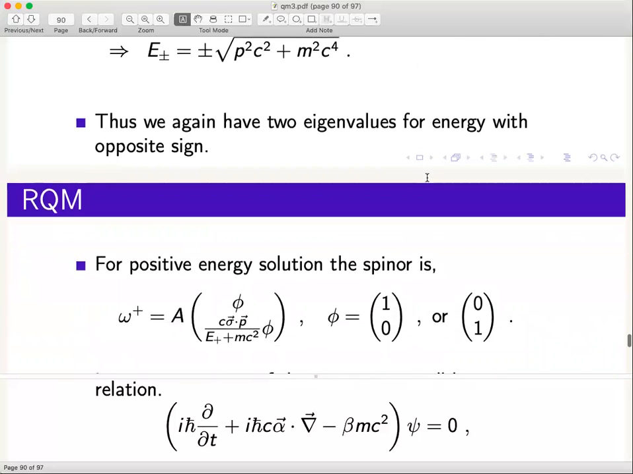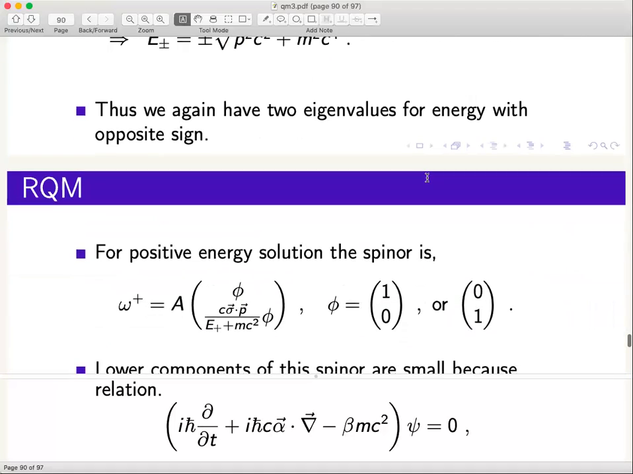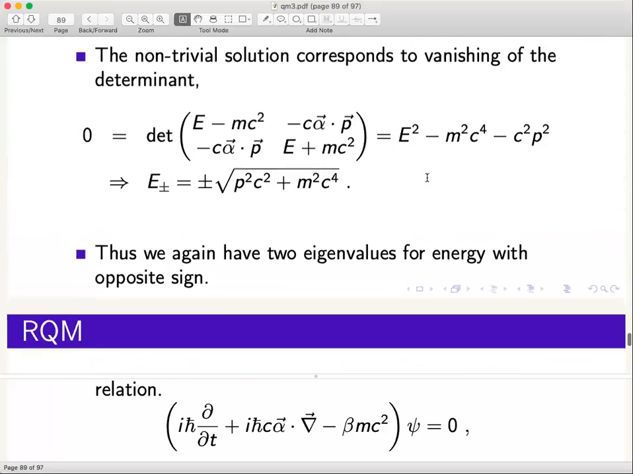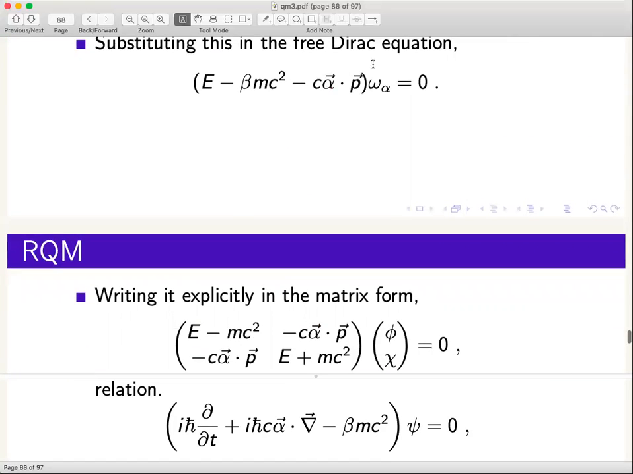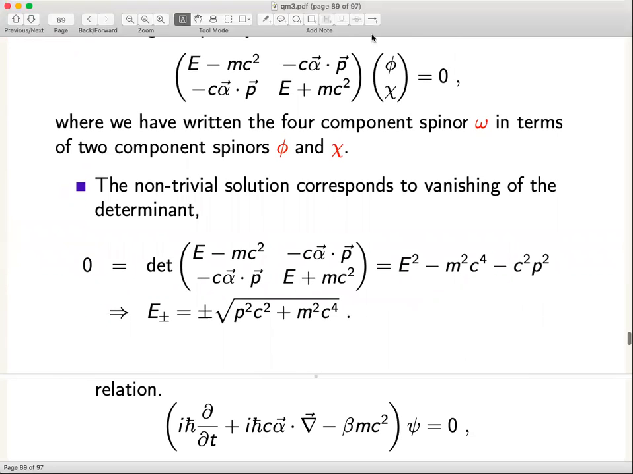Okay, fine. But we can ask how the solution would look. We have this W written in terms of phi and chi, and if the energies are this, suppose you choose a plus sign. Then you can ask what should be the form of phi and chi such that you get this solution with a positive sign.